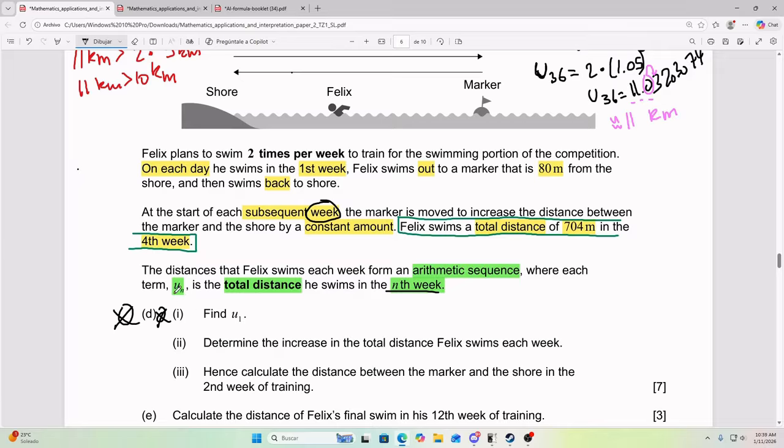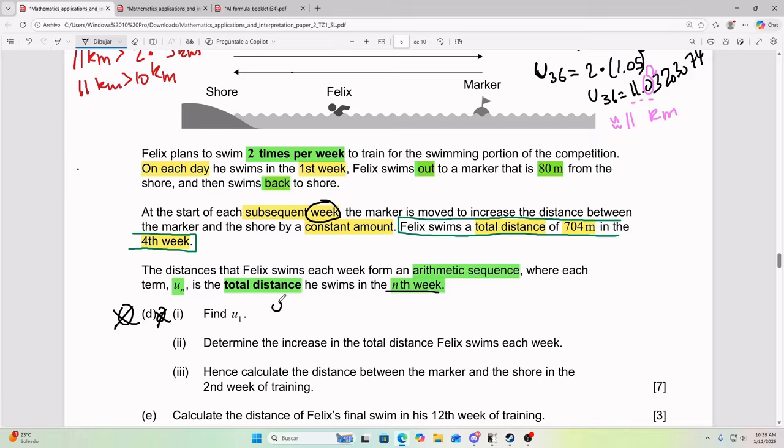U1, or in general, just UN, is going to be the total distance of that week. So how much total distance did our good old friend Felix swim on this first week? Well, on the first week, let's read again knowing this context. Felix swims 2 times per week. And on the first week, he swam out 80 to the marker. So he swam out 80 and then back 80.